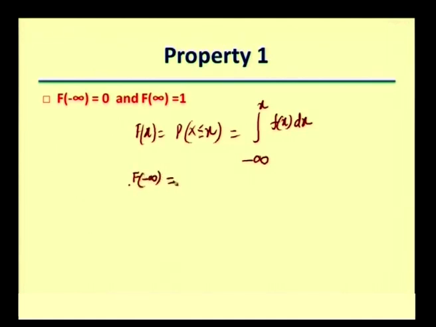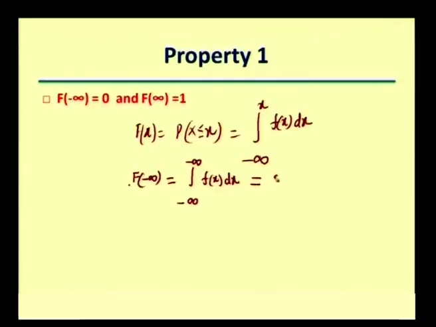So in the place of small x, if I put minus infinity, then I have to use the integration from -∞ to -∞ of f(x) dx. An integration from the same point to the same point is not possible in a continuous case, because continuous means it has to take values in an interval. So the value is 0.